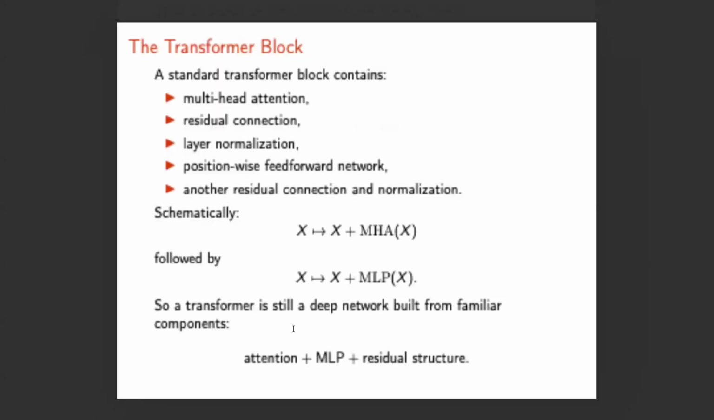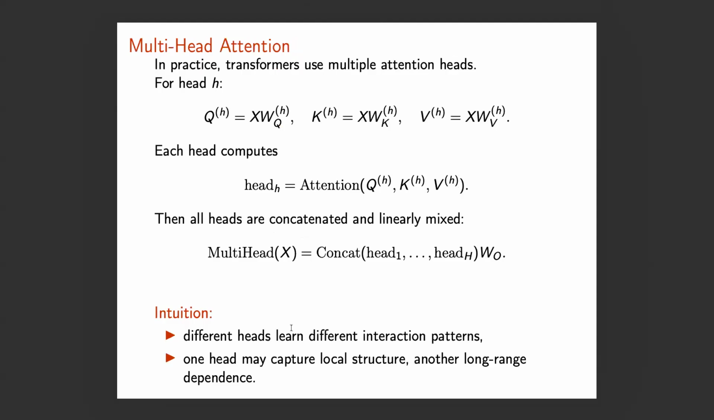So the transformers actually use what's normally called multiple attention heads, where we have the queries, the keys, and the values. Each one of them has its own optimizations, and then they're concatenated and linearly mixed. Different heads learn different interaction patterns: one head may capture local structure, another may capture long-range dependence.